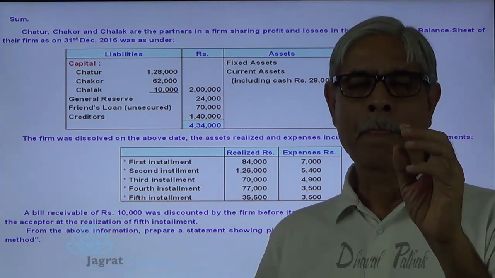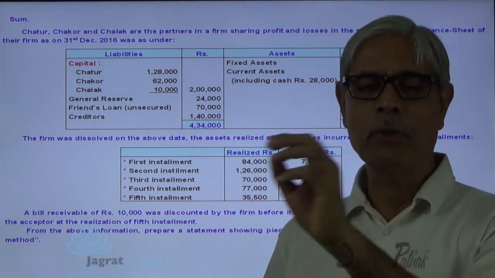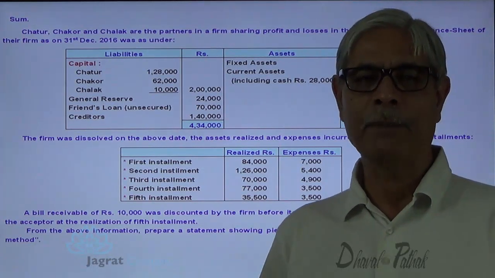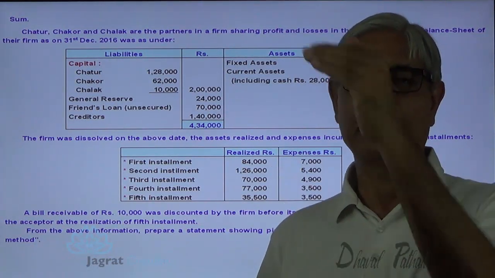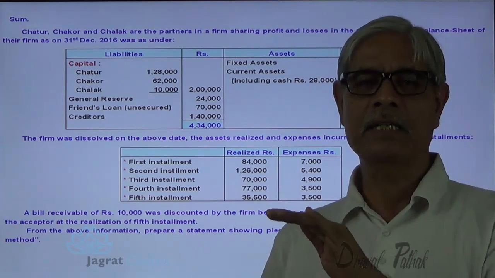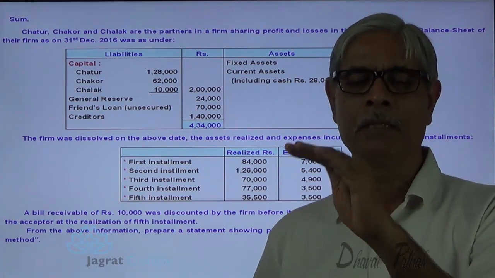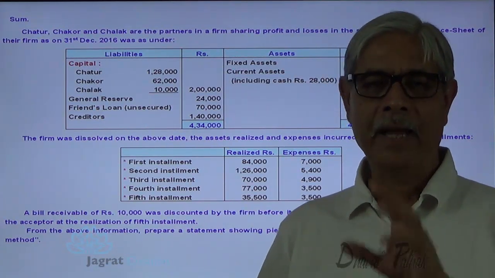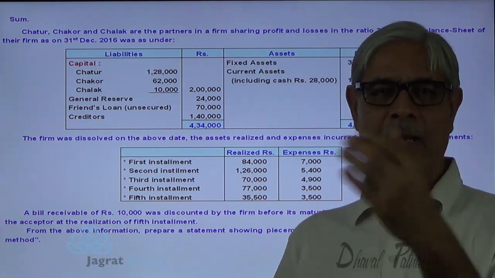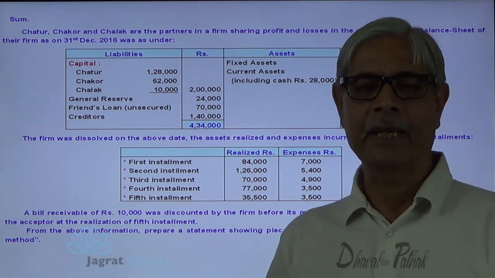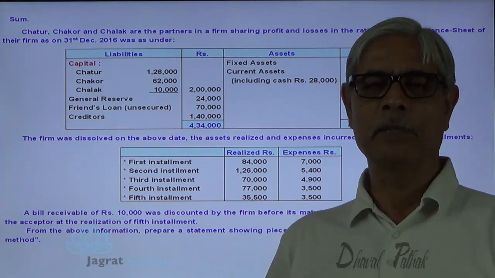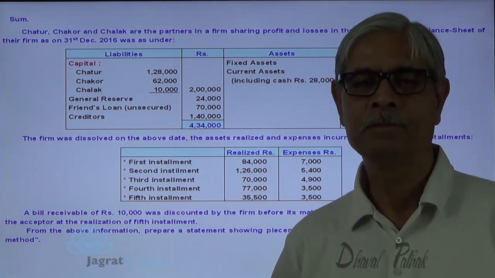Now, after distributing this profit or loss, what happens? By realization profit, capital balance increases. By realization loss, capital balance redeemable decreases. And the capital balance is paid out of available cash. This is what we do in case of dissolution of a partnership firm.